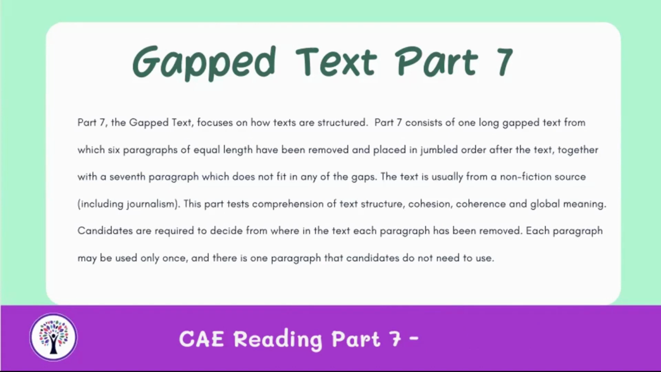Part 7, the gap text, focuses on how the texts are structured. So for this part of the exam, we have to have a good overall understanding of the whole text. That is where some difficulties can lie, because that's a lot of reading to do in quite a short amount of time. So it is one long gap text, as we can see here, from which 6 different paragraphs of equal length have been removed and placed in a jumbled order. And then our job is to put them into the correct order.